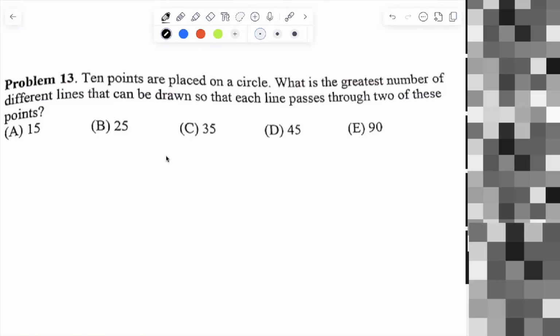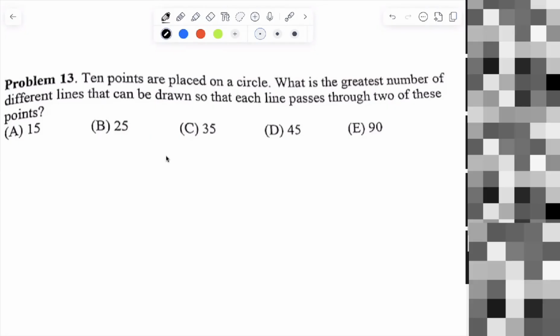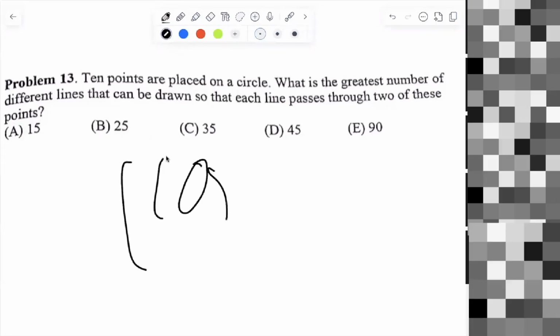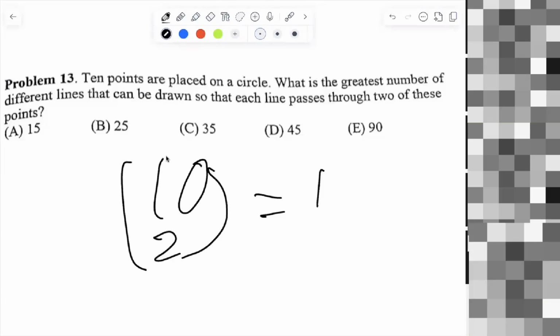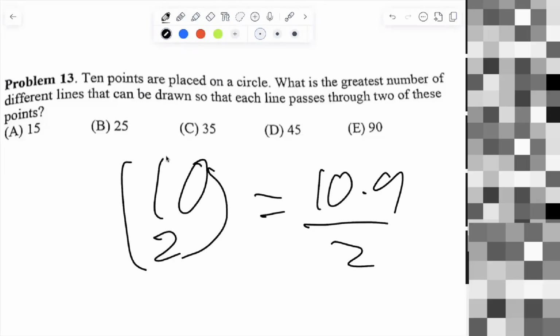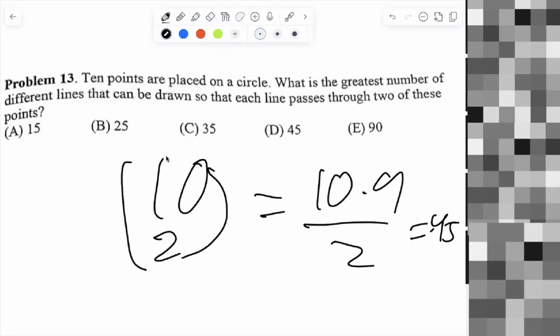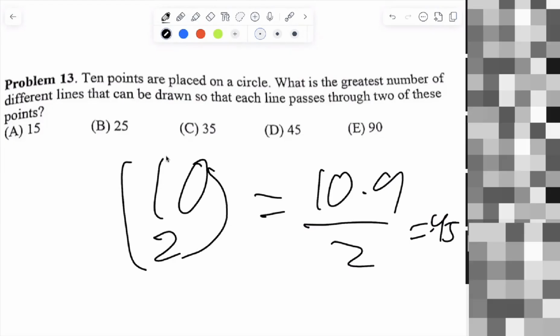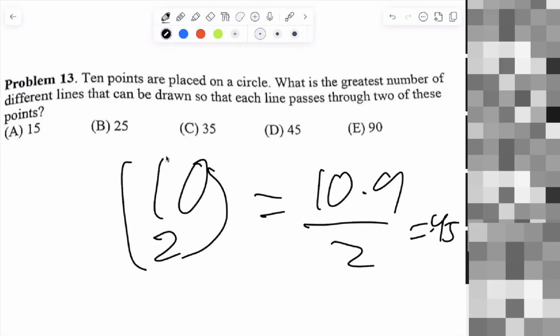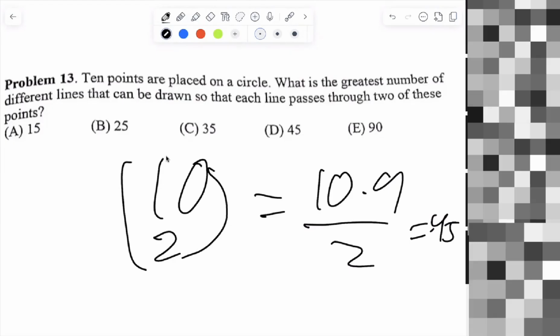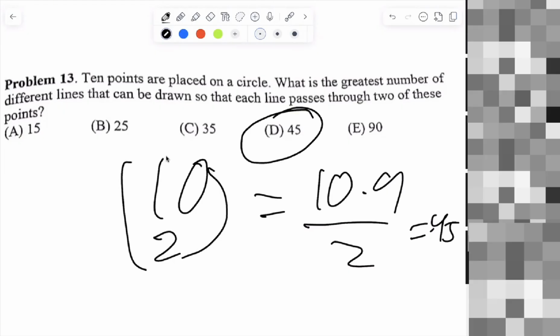Well, this can happen if we choose 2 points out of the 10, or 10 choose 2. Remember, this is just 10 times 9 divided by 2, or 45 possible lines we can draw. Why? Because 2 points can define a line. Right, so the answer to this question is just D, 45.